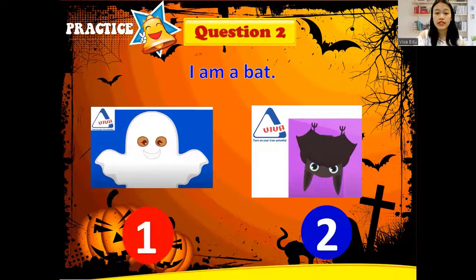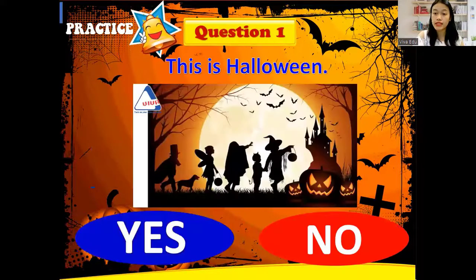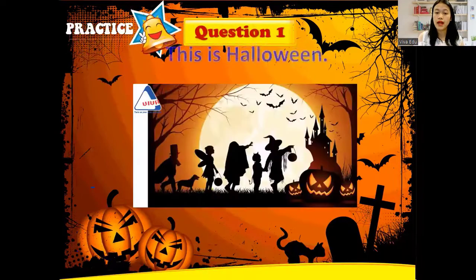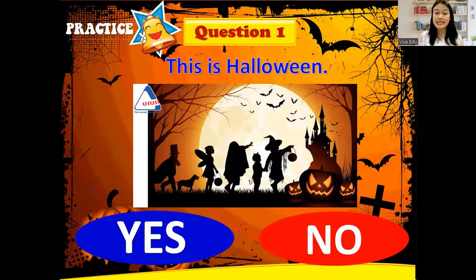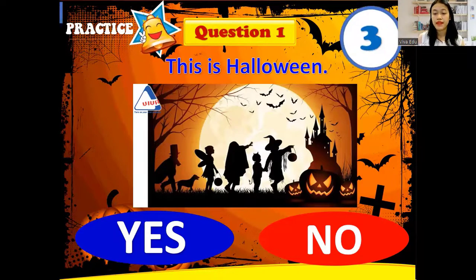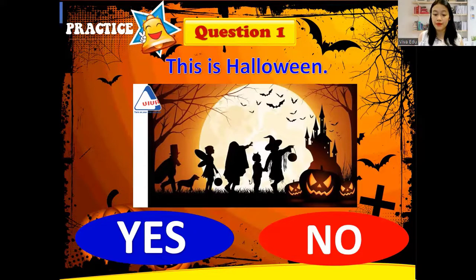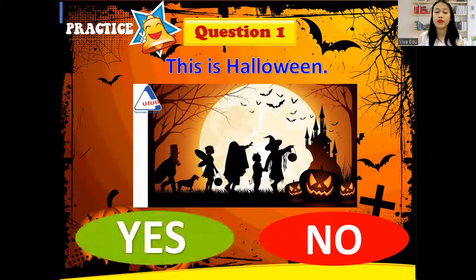First one, the teacher needs to read the question. The foreign teacher will read the question and the TA will try to control the slide. When the slide shows up, the teacher will say, "This is Halloween, yes or no?" And then the TA will click the slide and the time will count down. And when the time is up, you will let the students raise up their boards and check the answer with them.